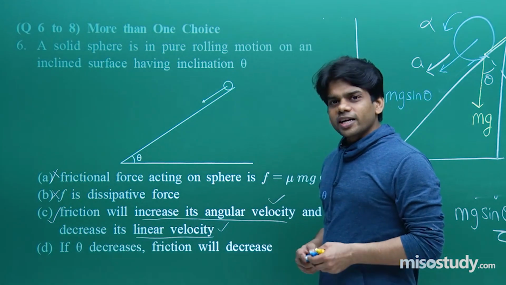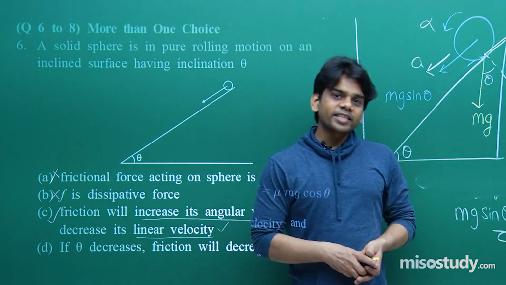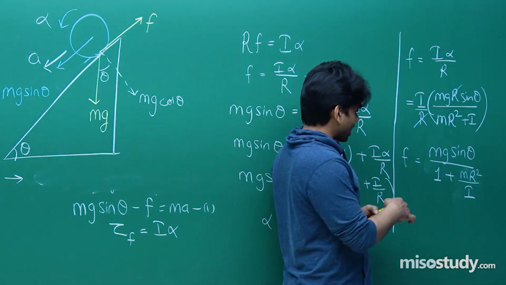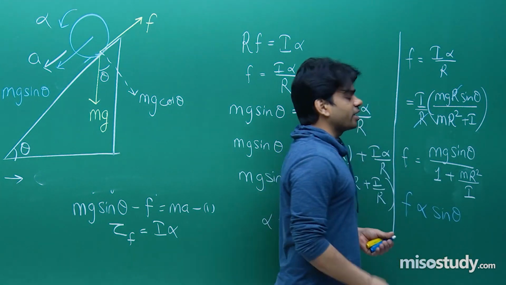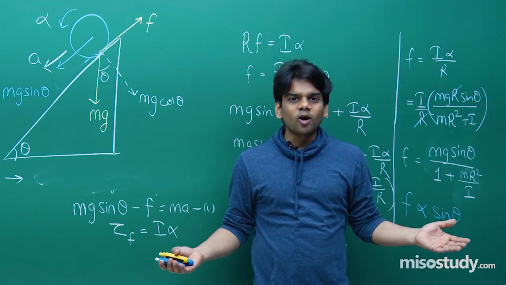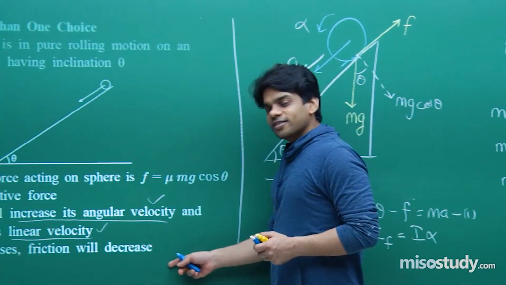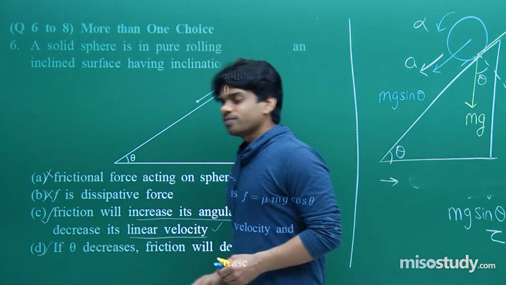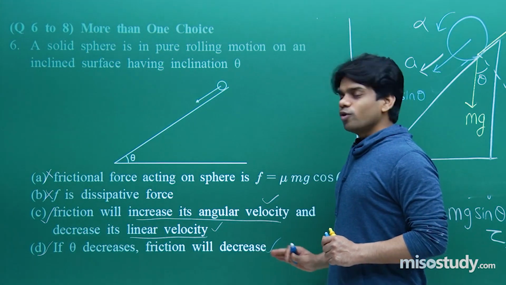D, if theta decreases, friction force will decrease. Check the equation of frictional force once again. F is equal to mg sin theta. Can we write this as F is proportional to sin theta? Rest of the terms can be treated as constant. So decrease the theta, decrease the friction force. That is what we can obtain from this equation. So option number D is also the right option. If theta decreases, friction will decrease. Yes, it is going to decrease. So D is also one of the right answers. So if you mark C and D both as the correct answer, you are going to get full marks plus 4 marks.